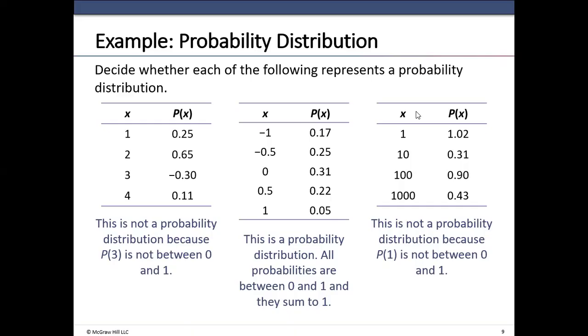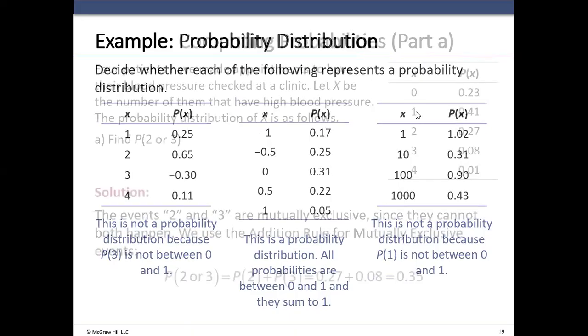Look at the one on the extreme right, that probability distribution. One of the probabilities is greater than 1. We know one of the rules of probability is that it cannot be greater than 1. This is not a probability distribution. The probability of 1 is not between 0 and 1.